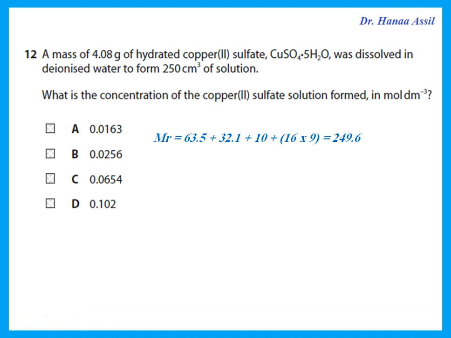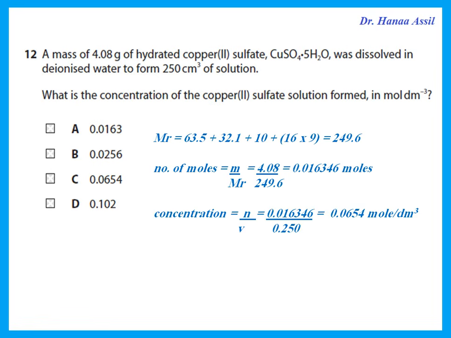So let's do the MR of copper sulfate 5 water: 1 copper, 1 sulfur. I have 10 hydrogens and how many oxygens? A total of 9 oxygens. Can you see that? So that is the MR of the hydrated copper sulfate. I can use that to get number of moles from the mass that he gives me, 4.08. This gives me number of moles of this salt. Then what is he asking for? Concentration. Concentration is number of moles over volume. Don't forget to divide the volume that is in centimeter cubed by 1,000 before putting it into the equation. This means that my concentration is 0.0654.